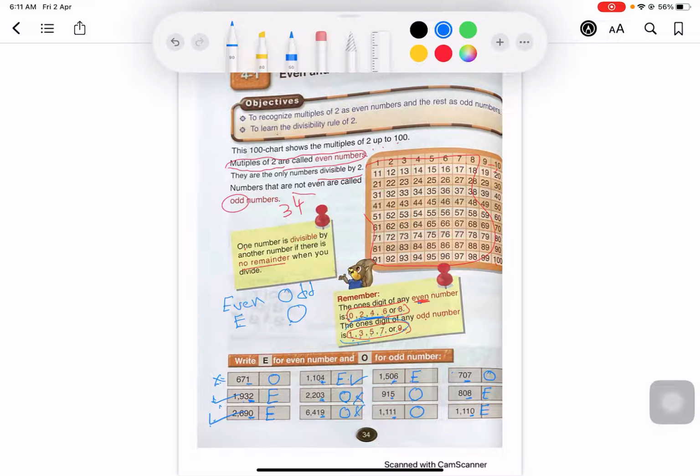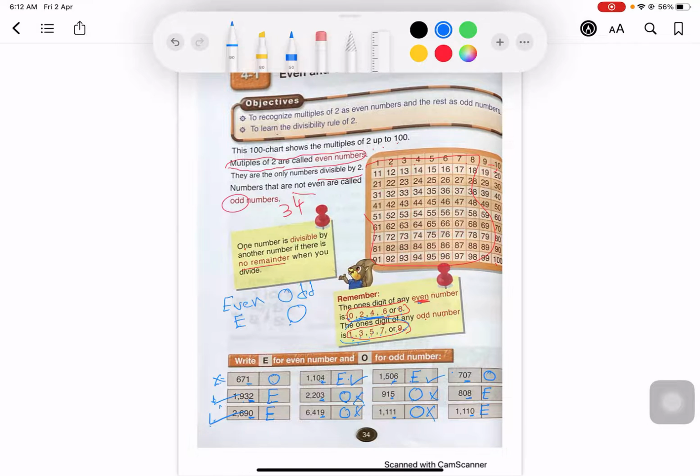Okay? Now this one is even, so it is divisible by 2. This one, no, this is not divisible. So to decide if this number can be divided by 2 or not, you need to say, is it odd or even? If it is even, yes. If it is odd, no.